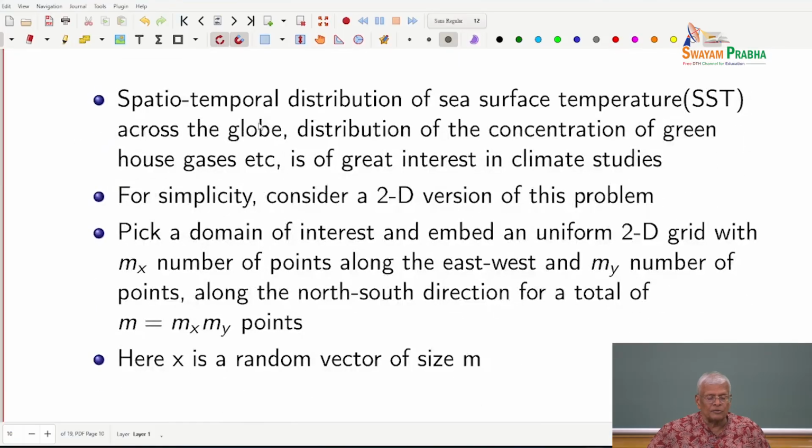In climate analysis, we are interested in the spatio-temporal distribution of sea surface temperature across the globe. We are interested in the distribution of the concentration of greenhouse gases, like methane. For simplicity, we consider the 2D version of the problem. Pick a domain of interest and embed a uniform 2D grid with mx number of points along the east-west and my number of points along the north-south direction, for a total of m equal to mx times my.